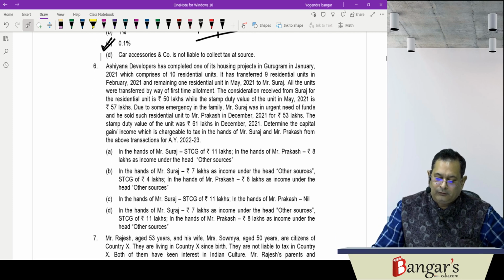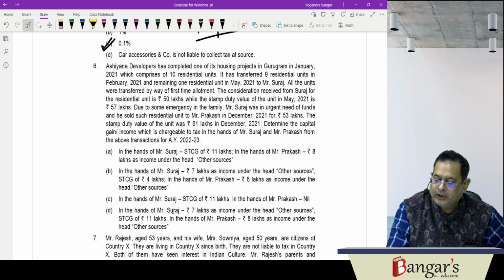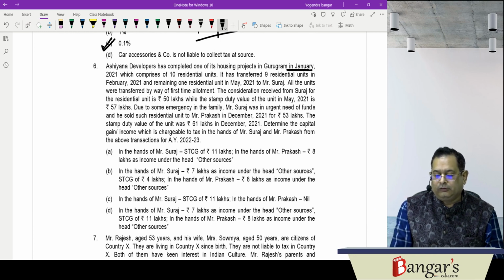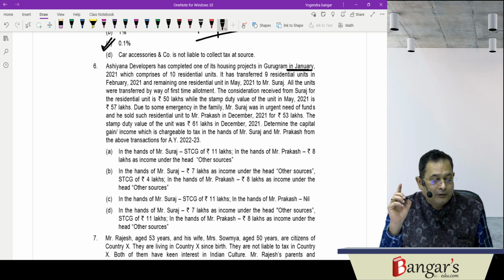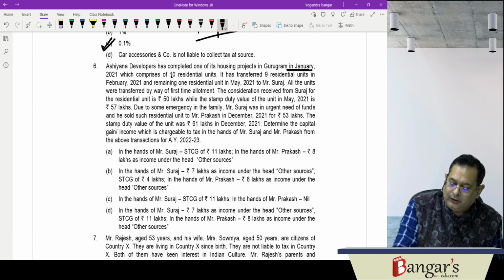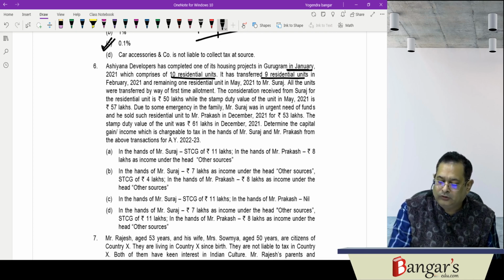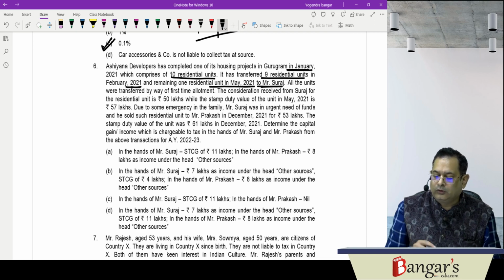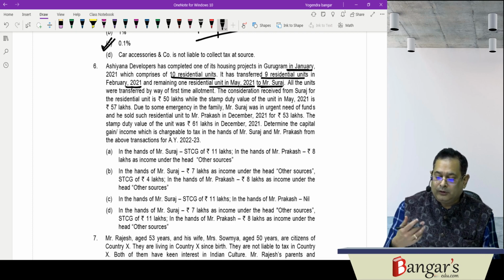Okay. Then the sixth question we are discussing here. Ashiana Developers has completed one of its housing projects in January 21. When a developer comes into the picture, then the provisions of 43CA must strike your mind. The project comprises 10 residential units. It has transferred 9 residential units in February 21 and the remaining 1 residential unit in May 21 to Mr. Suraj.